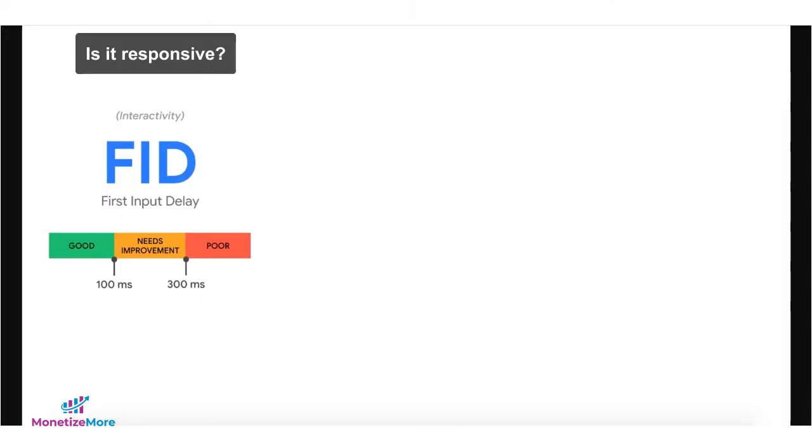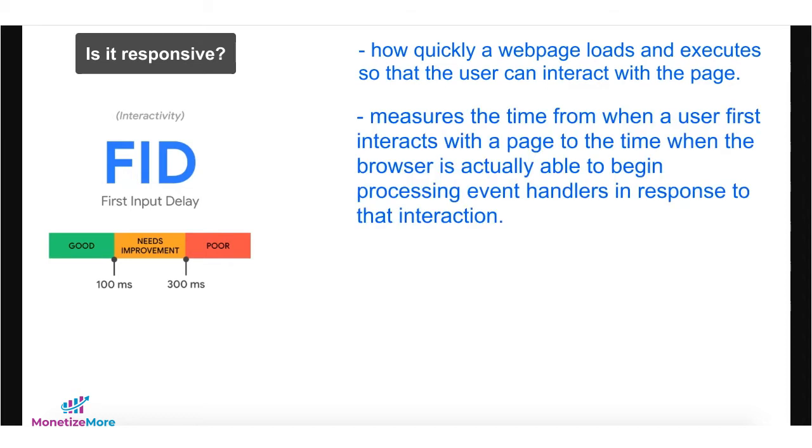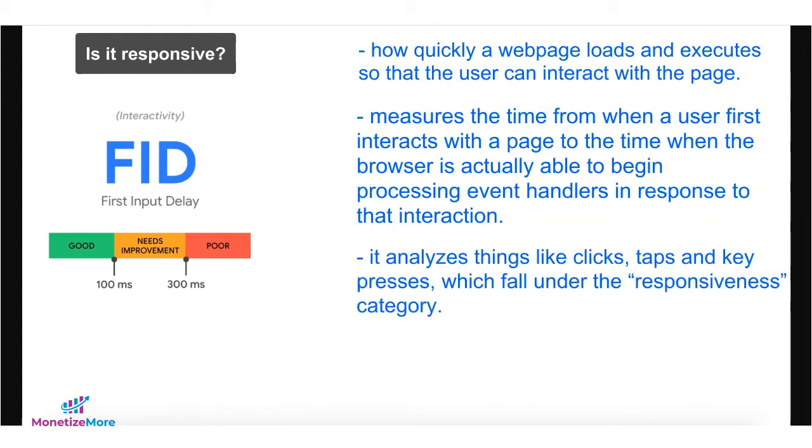It measures interactivity and responsiveness: how quickly a web page loads and executes so that the user can interact with the page. It measures the time from when the user first interacts with a page, for example, when they click on a link or tap a button, to the time when the browser is actually able to begin processing event handlers in response to that interaction. It analyzes things like clicks, taps, and key presses, which fall under the responsiveness category.